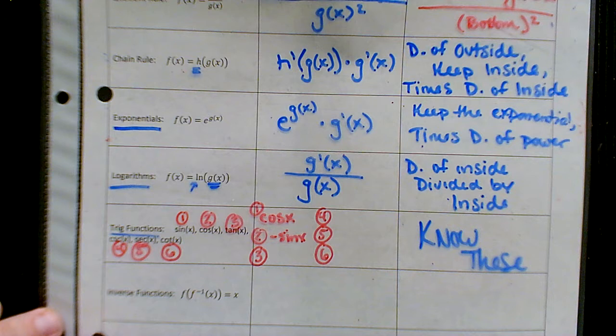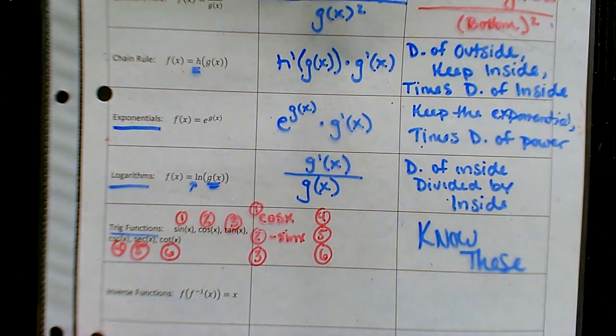Maybe we'll come back to that one. Derivative of cosecant. Maybe we'll come back to that one. Derivative of secant. Maybe we'll come back to that one. Derivative of cotangent. We'll come back to that one too.